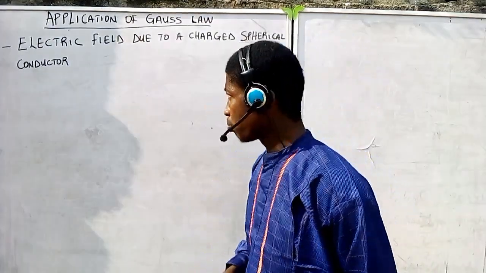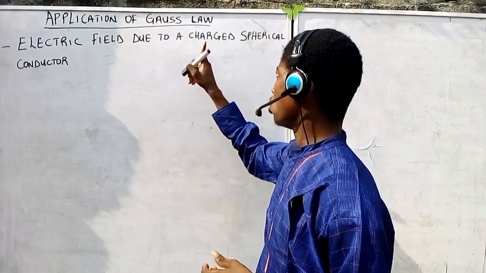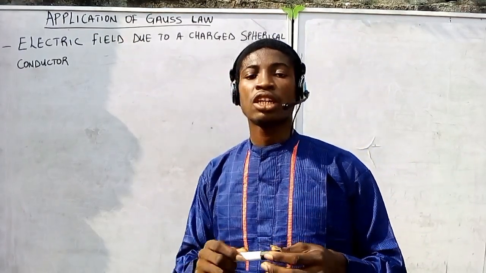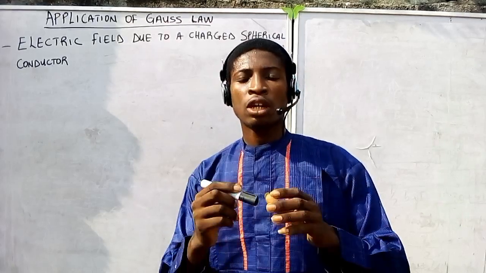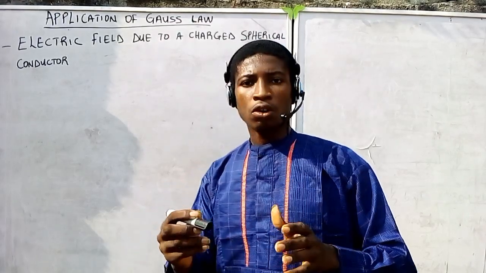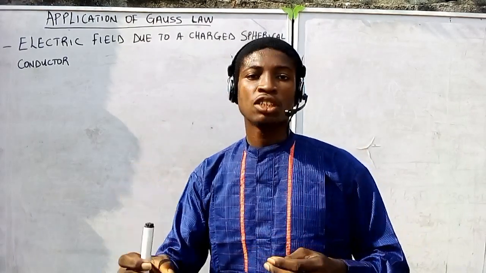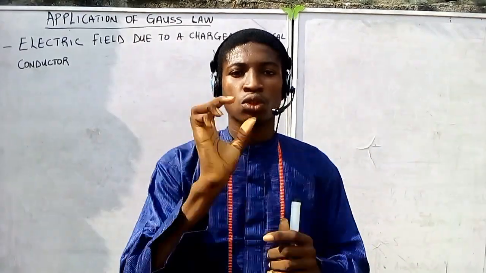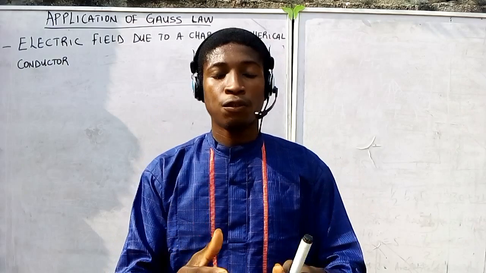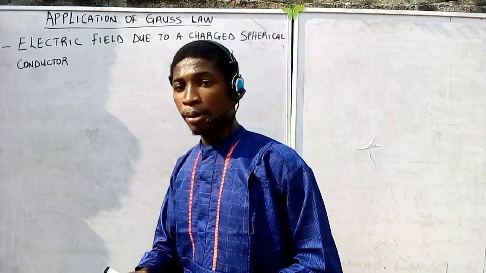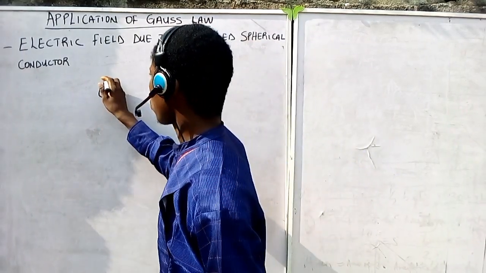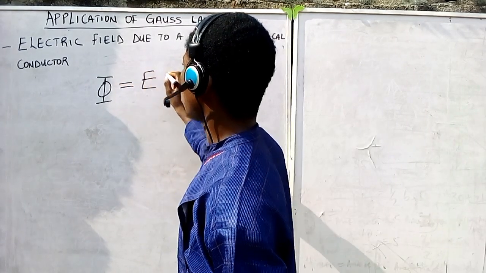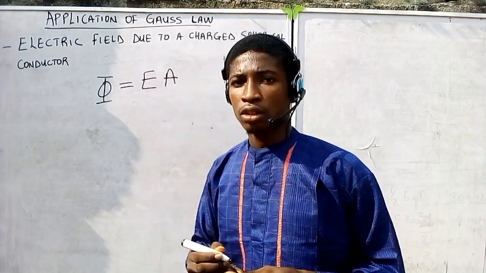All right, so now, for the electric field due to a charged spherical conductor, it's very simple. This time around, we're trying to check symmetry. Symmetry, in other words, means we're trying to say, okay, if a charge is in a spherical conductor or a charge as a sphere is on its own, what will be the electric flux or electric field? Now, remember that electric flux is equal to electric field times the area, right?